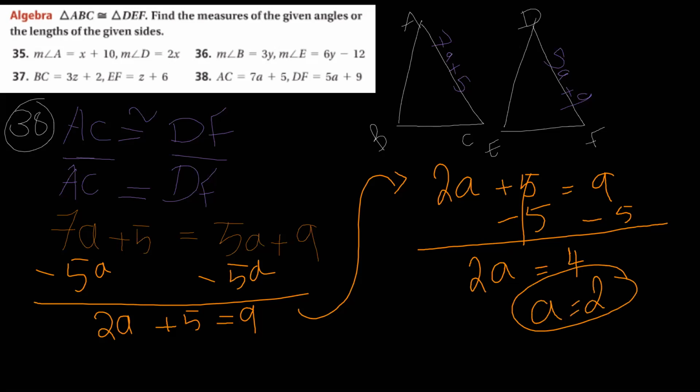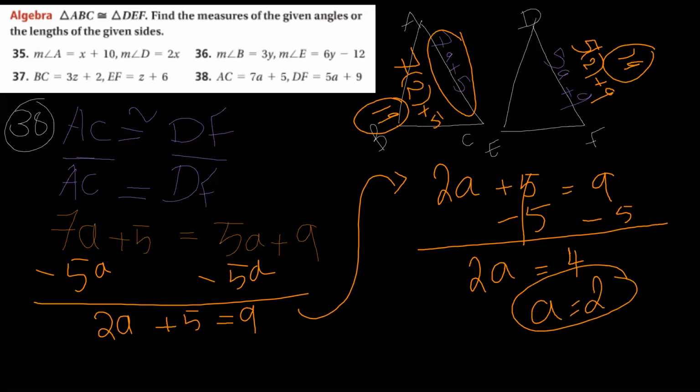So what is the measure of the first side? I must replace it. Yes, 7 times 2 plus 5. 7 times 2 is 14, plus 5 is 19. And the second one is 5 times 2 plus 9, which is also 19. Why do they have to be the same? Because if they are congruent, they have the same size. Is it clear now?